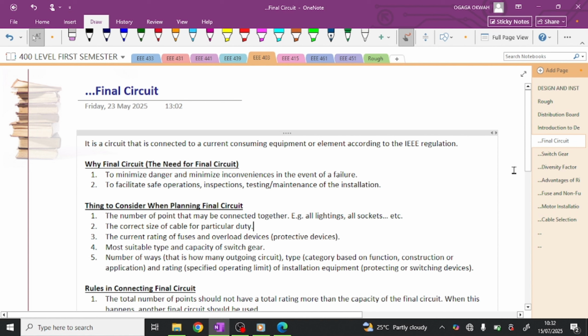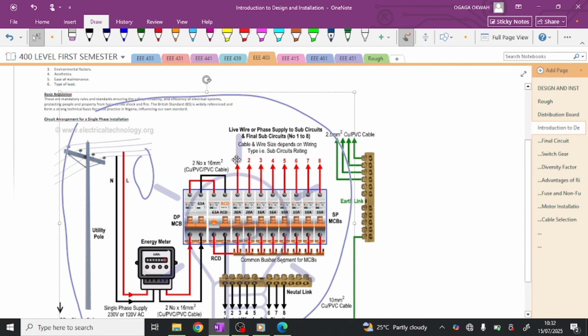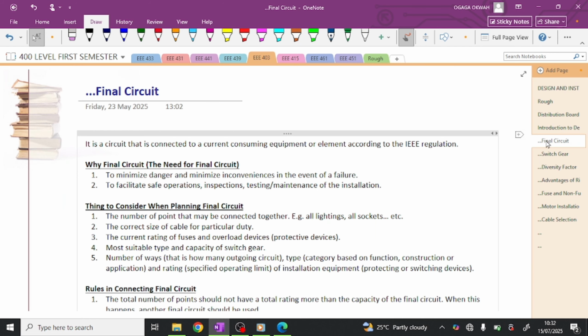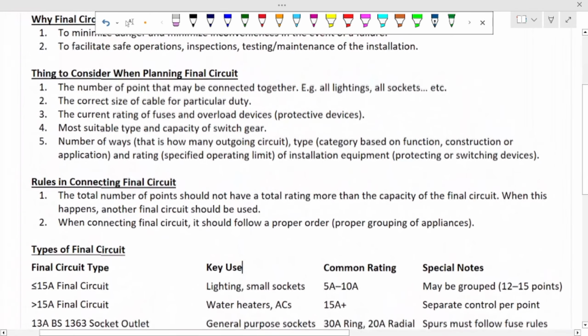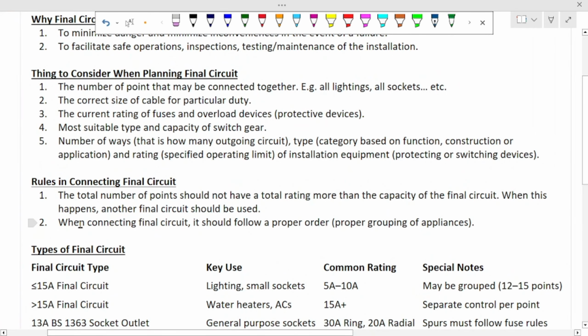Then to connect final circuits, there are rules. What are those rules? Of course, the rules are for our good, to keep things safe. I just have 2 basic rules. Rule one: the total number of points should not have a total rating more than the capacity of the final circuit. When this happens, another final circuit should be used. What do we mean?